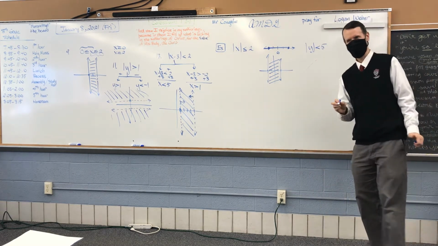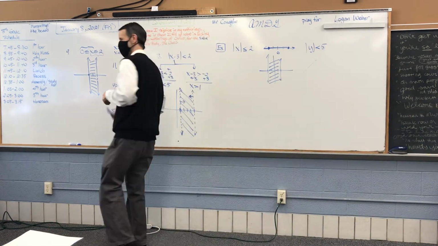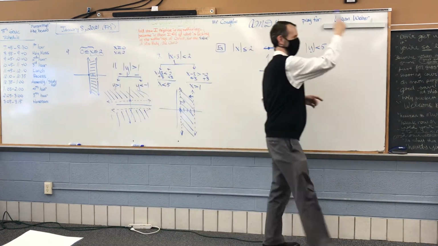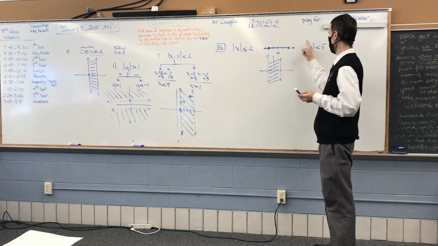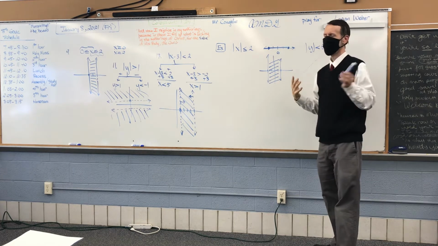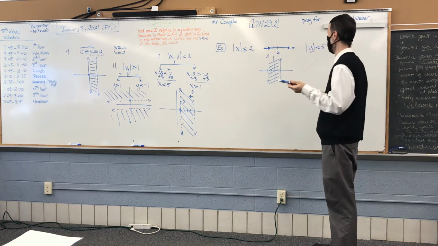Absolute value of y is less than 5. Tell me what that means in English, Sophie. That's how you normally do it. Put this in English for me. What does absolute value mean again? Y is 5 spaces away from 0.